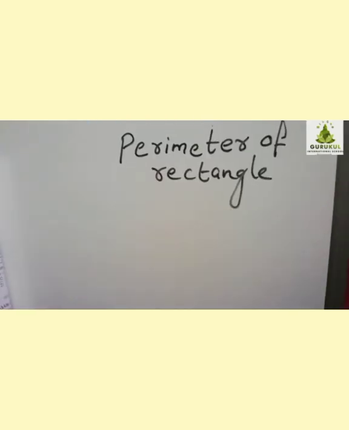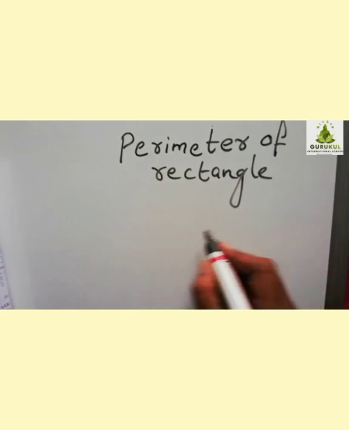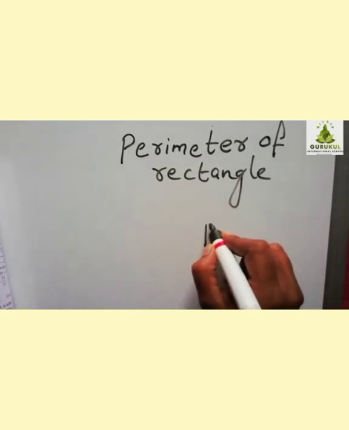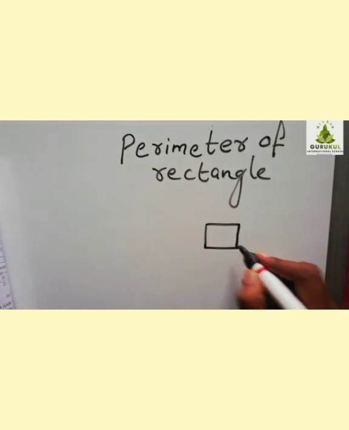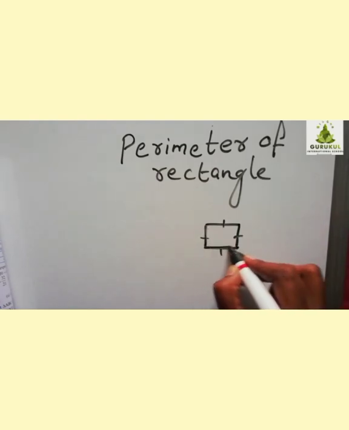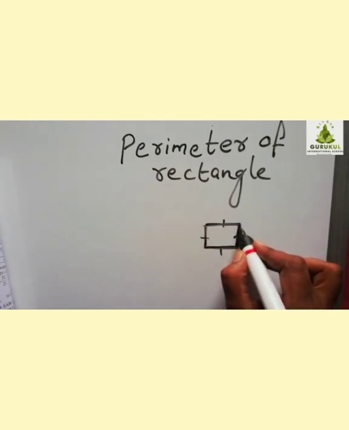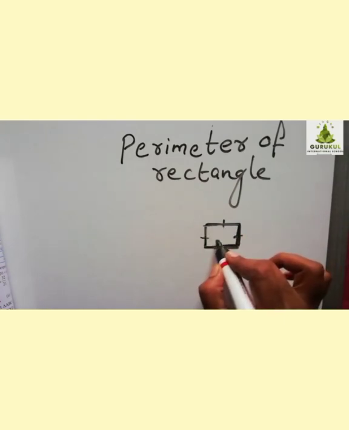Now the formula for the perimeter of a rectangle. How to find the perimeter of any figure? Perimeter means add all the sides. If it is a square, add all the sides' measurements: this side plus this side plus this side plus this side. That will give the perimeter of the square.